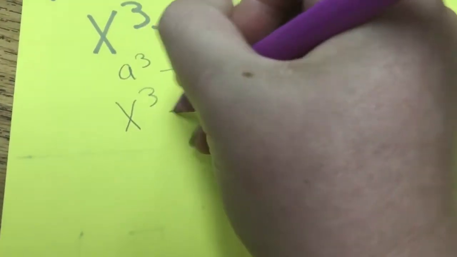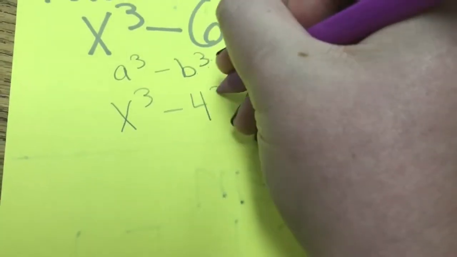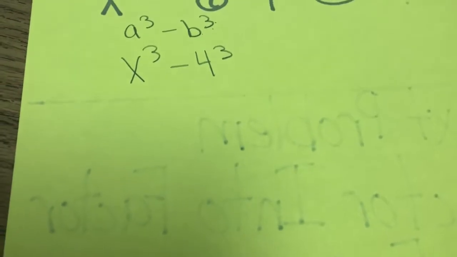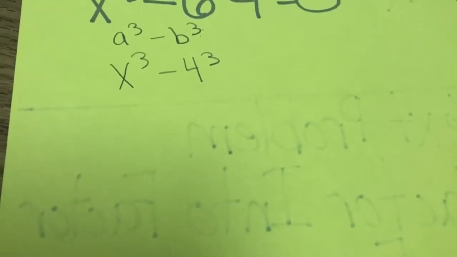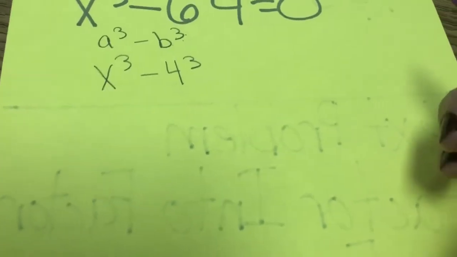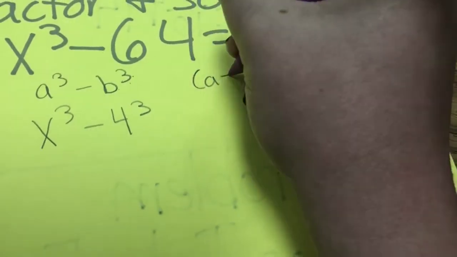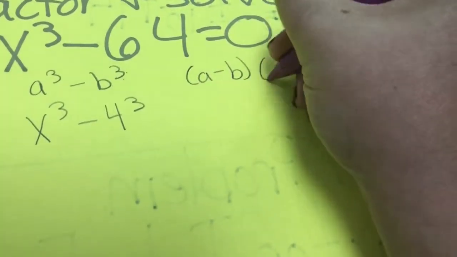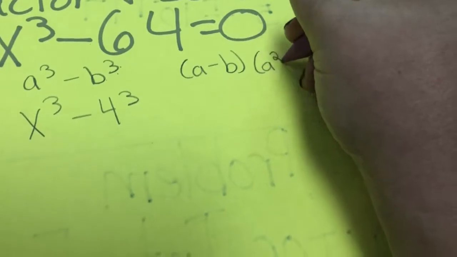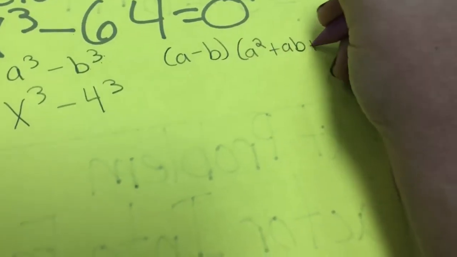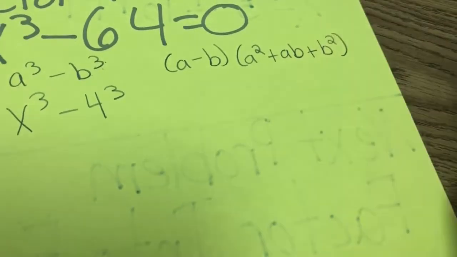So now I can rewrite it as x to the 3rd minus 4 to the 3rd. So now I'm going to use my sum and difference formula to plug in. This one is subtraction, so my subtraction formula is a minus b, parentheses, a squared plus a times b plus b squared.